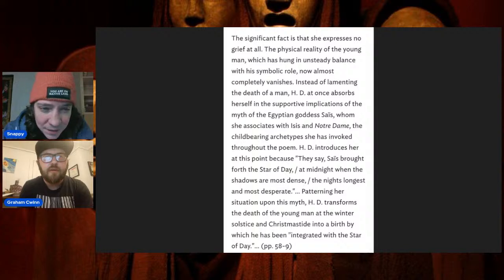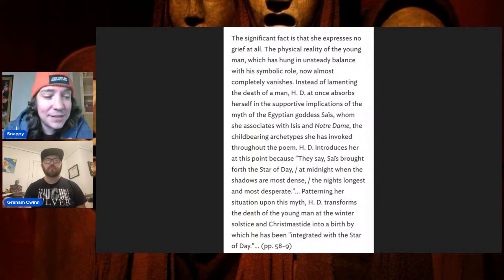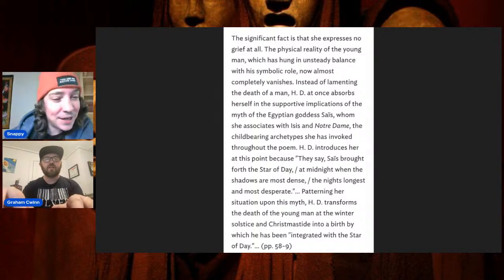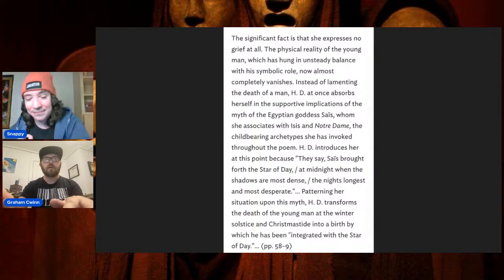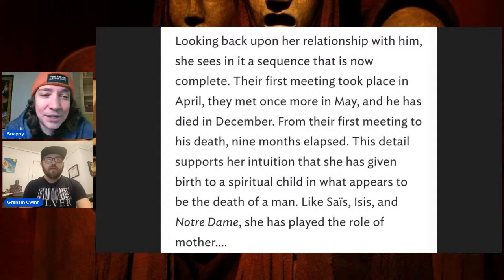HD introduces her at this point because, they say, Sais brought forth the star of day at midnight, when the shadows are most dense, the light's longest and most desperate. Patterning her situation upon this myth, HD transforms the death of the young man at the winter solstice and Christmastide into a birth by which he has been integrated with the star of day, which is Venus by another name, the great mother again, right? Beautiful.